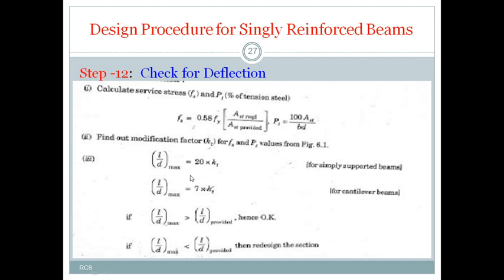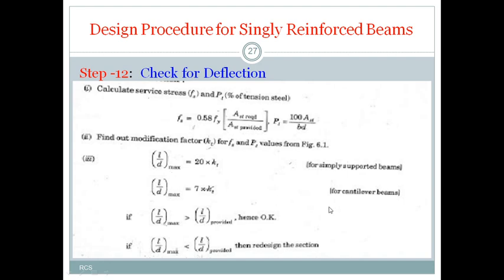So as we are designing a single reinforced beam, we are providing tension reinforcement. We have to see only the tension reinforcement modification factor figure. Here, for a simply supported beam, L by D maximum is equal to 20 times the modification factor. As we know, the basic value for the length to effective depth ratio is 20 for a simply supported beam. If you multiply that basic value with your modification factor, you will get a new value.